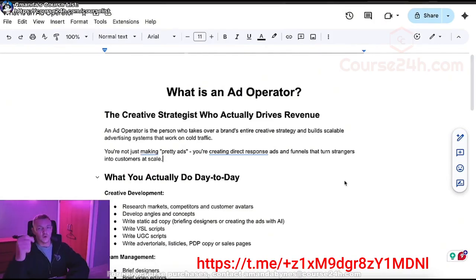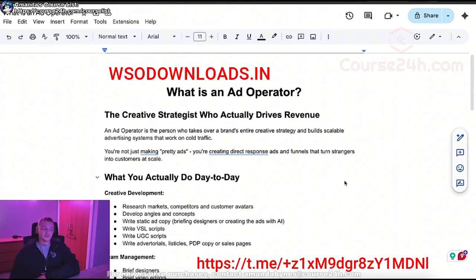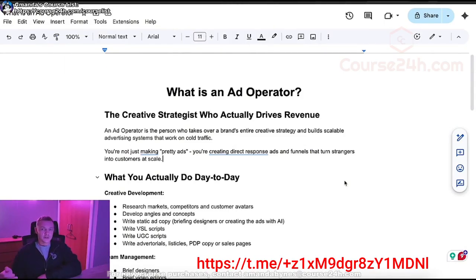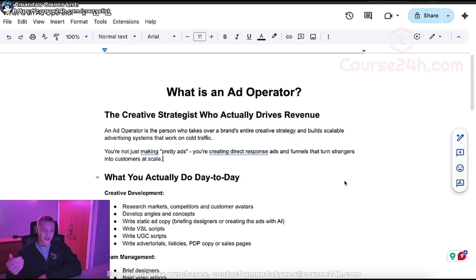So, the best way to think of what this is going to teach you is a creative strategist who actually drives revenue. So an ad operator is basically the person who's going to come into an e-commerce brand and take over the whole entire creative strategy. And they're going to build a scalable advertising system that works specifically on cold traffic. You're basically making ads for e-commerce brands. That's all it is. And you're not just making pretty ads that look nice. You're creating direct response ads and funnels that's going to help a brand scale into cold traffic with paid advertising.